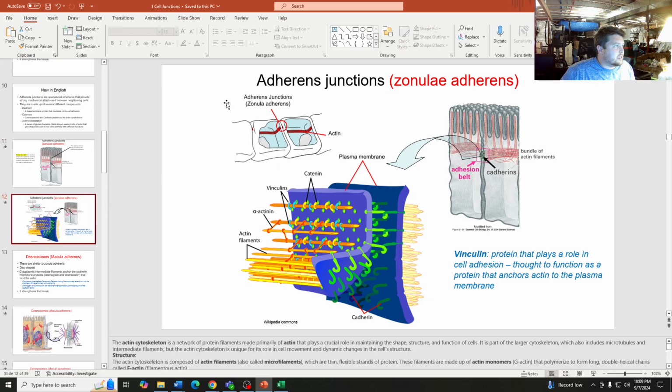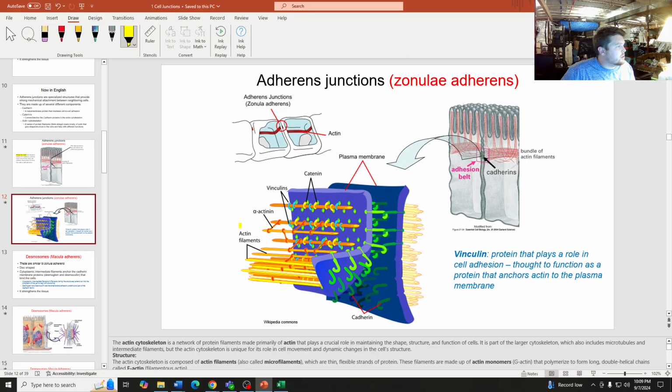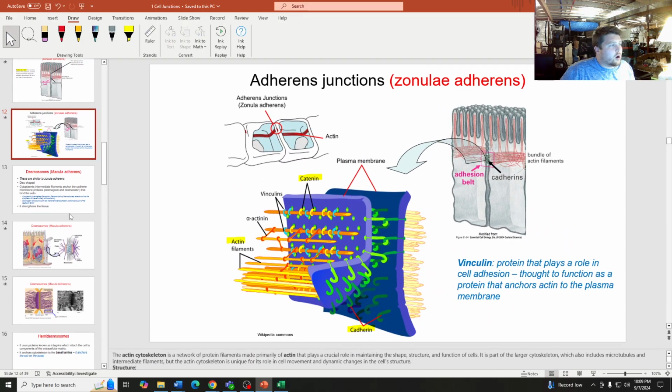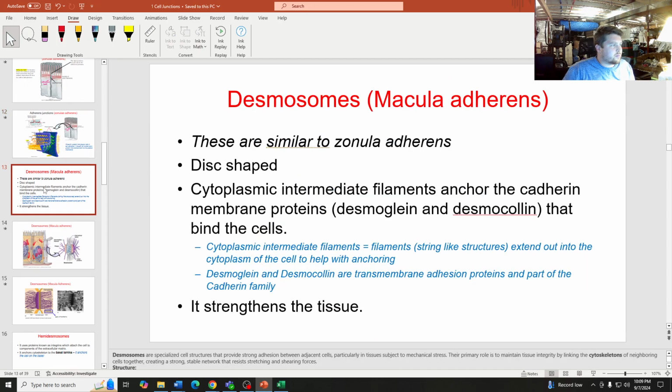Again, here we can see some of the other things. Like we talked about, they have the actin filaments, they have catenin, they have the cadherin. I have a couple extra tidbits in here. I threw in some definitions, as well as a bunch more information on the actin skeleton down below, if you want to go and look through all of that.